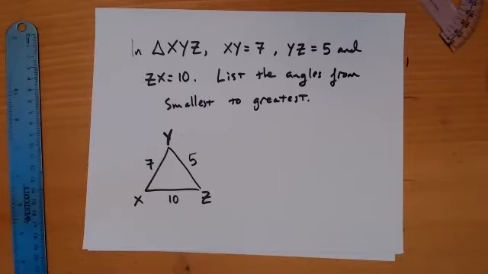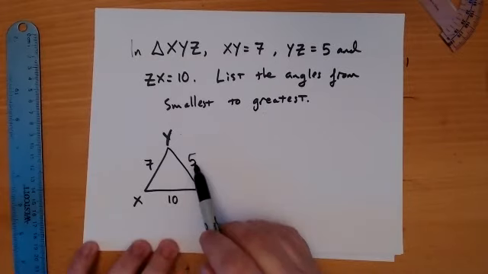Getting some good answers in the chat. Keep it up. Couple more. Smallest angle to biggest angle. Smallest angle is going to be across from the smallest side. Good answers in the chat. Couple more, people. Okay, good.